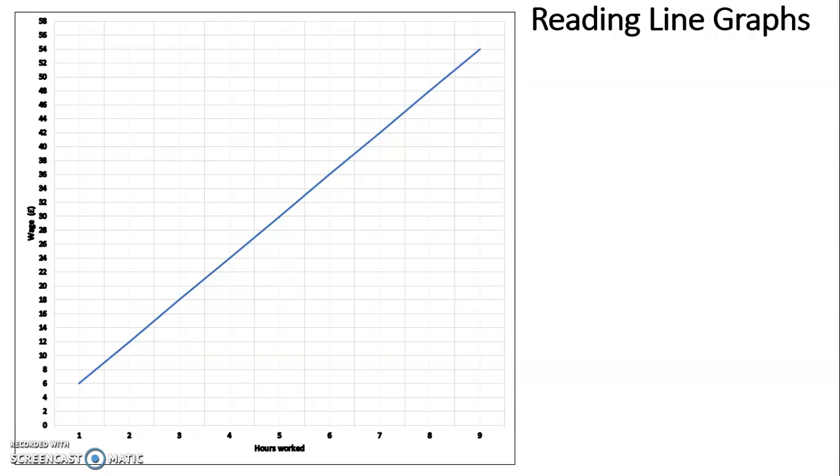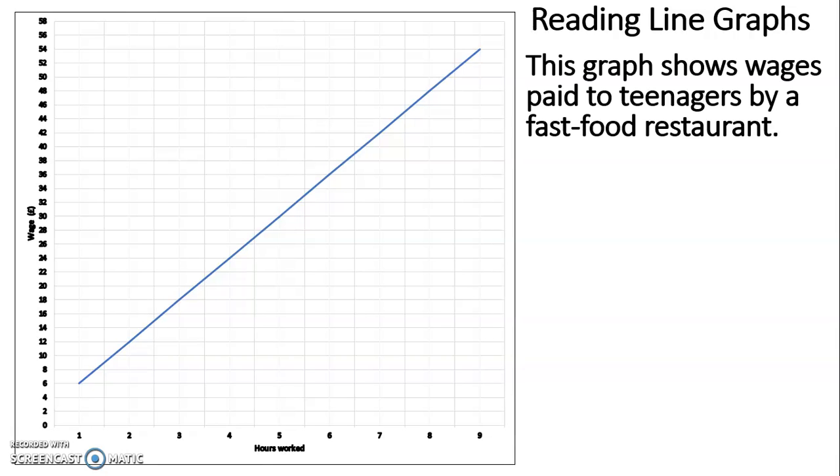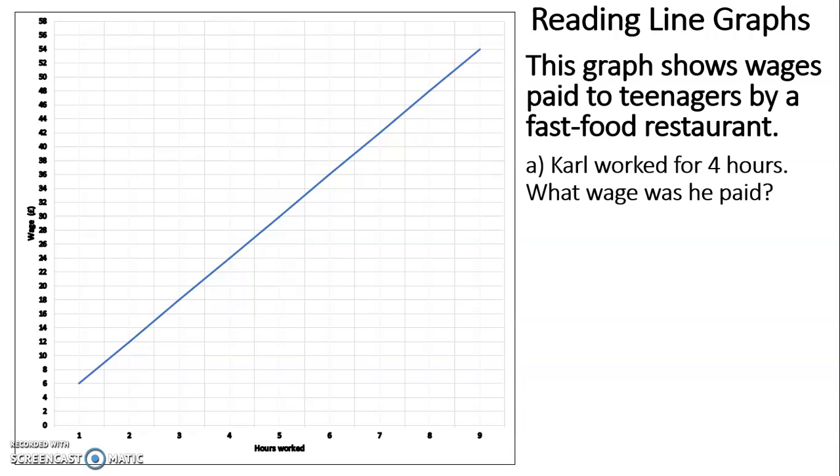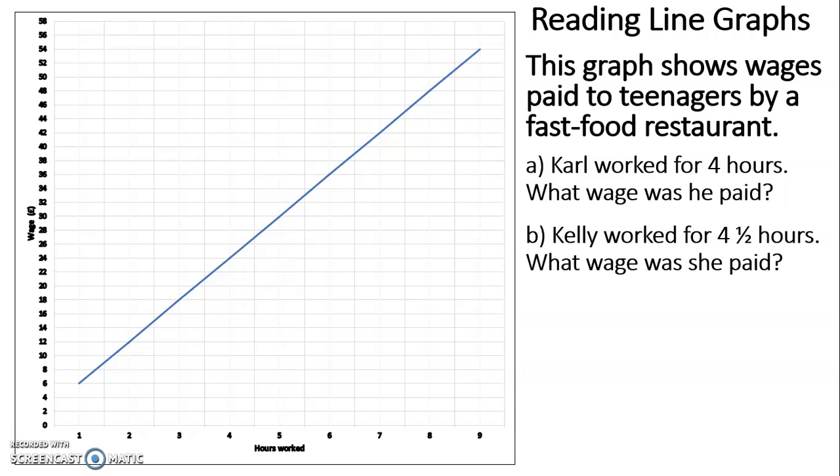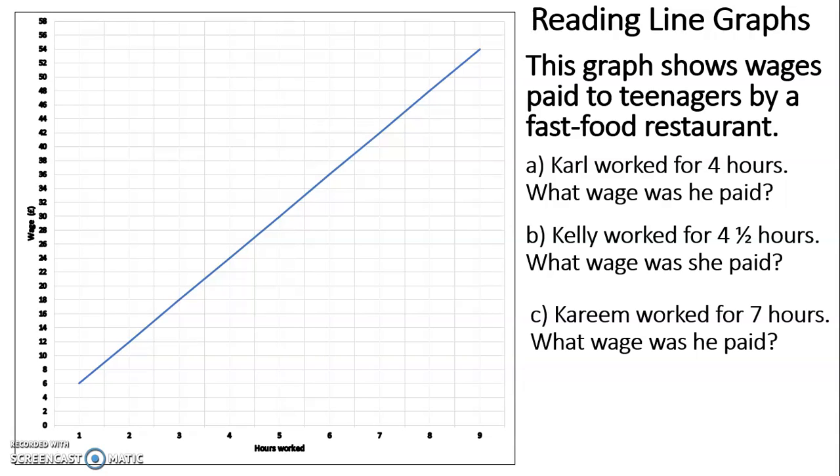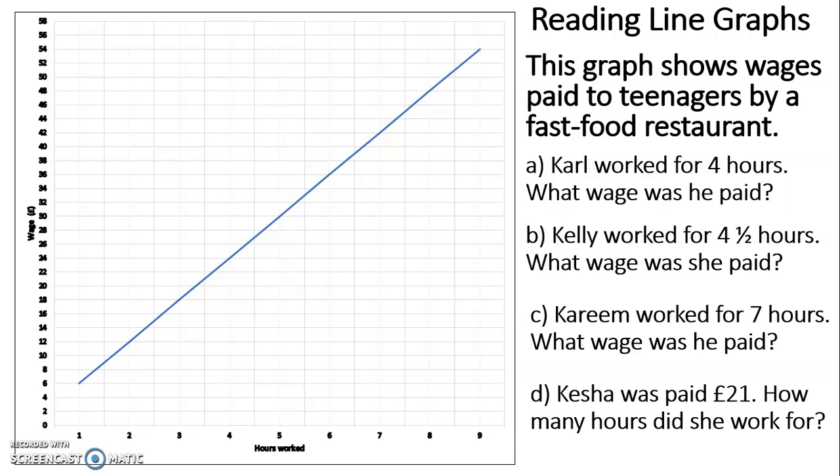Here's the first question. This graph shows wages paid to teenagers by a fast food restaurant. A. Carl worked 4 hours. What wage was he paid? B. Kelly worked for 4.5 hours. What wage was she paid? C. Kareem worked for 7 hours. What wage was he paid? D. Kesha was paid £21. How many hours did she work?